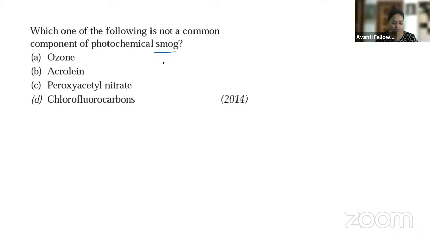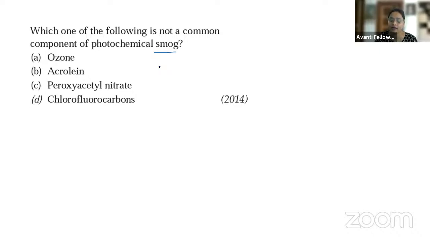Photochemical smog. Yes? Or you can tell me the answer also. A, B, C, D. Which will be the correct answer? The smog present in the Delhi region, right? Delhi region, when there is a Diwali season, there is smog all over, right? So that is what photochemical smog is.